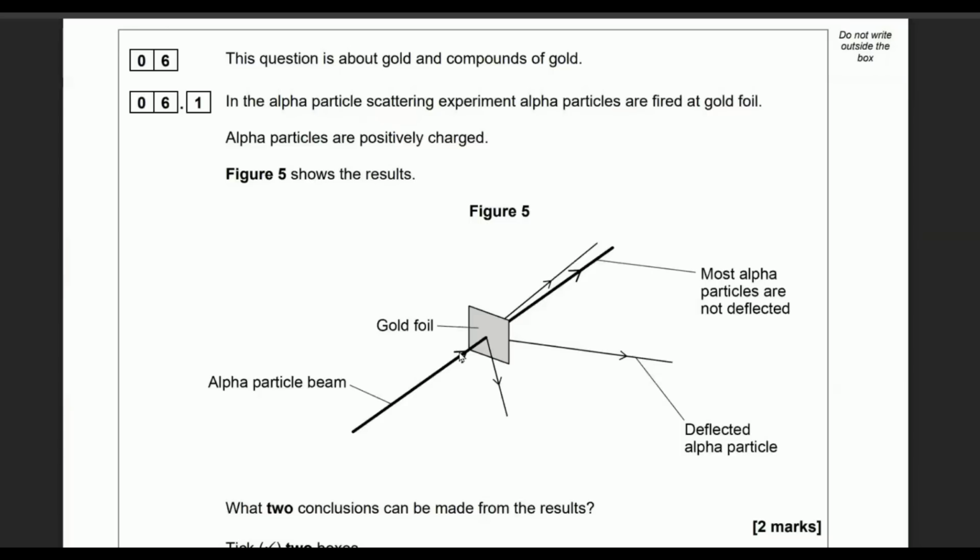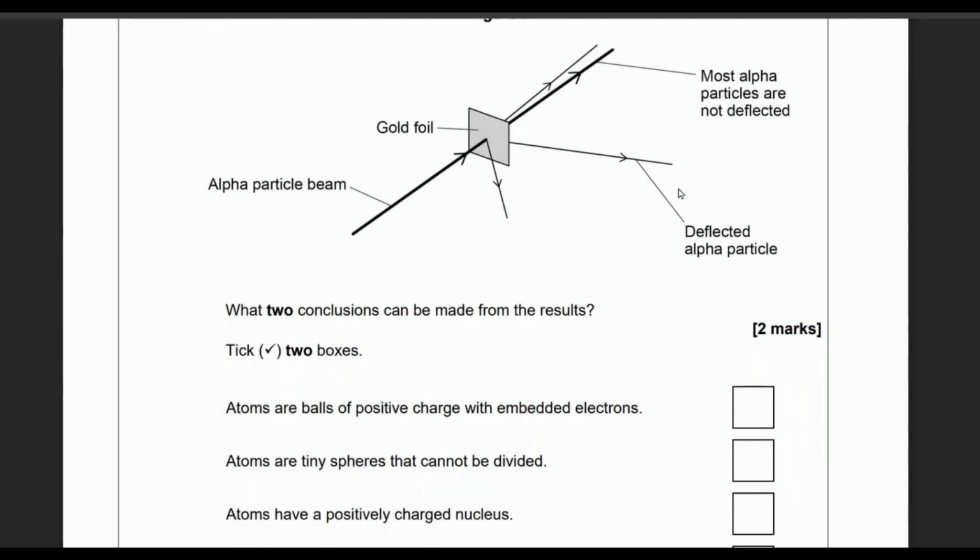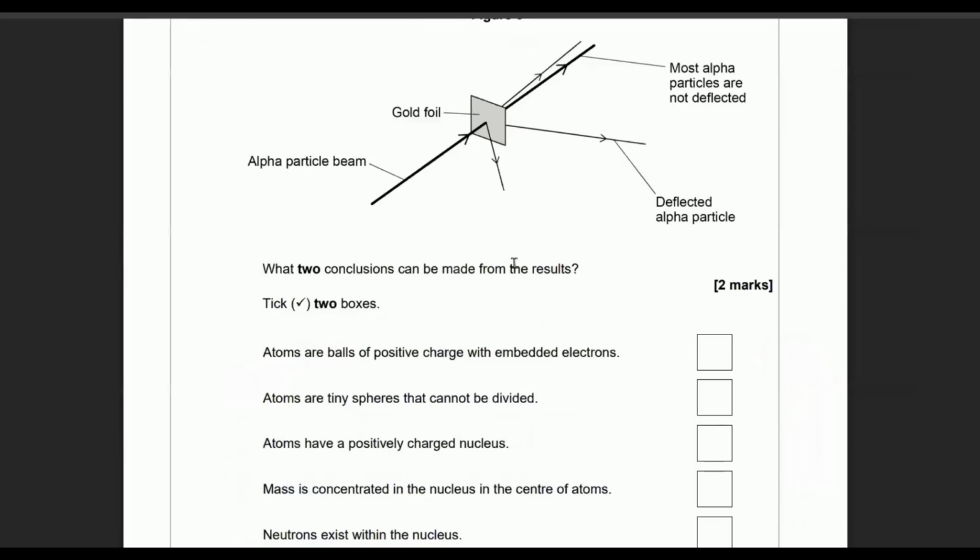Alpha particle being fired, bang. Most alpha particles are not deflected, so most of them go through. Look at that thick black line. Most of the alpha is going through. Some is going off course, and some is deflecting on that side. What two conclusions can be made from the results? Conclusions are facts. What two factual things can we say about these results?